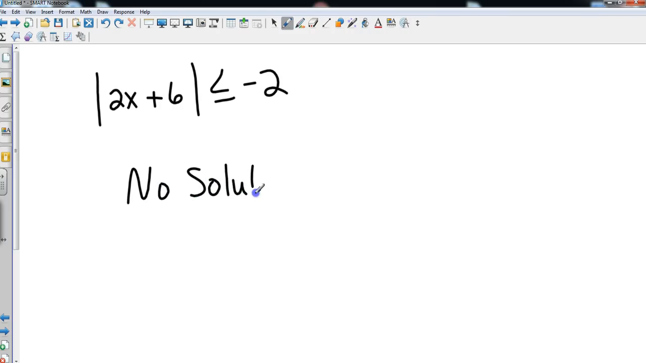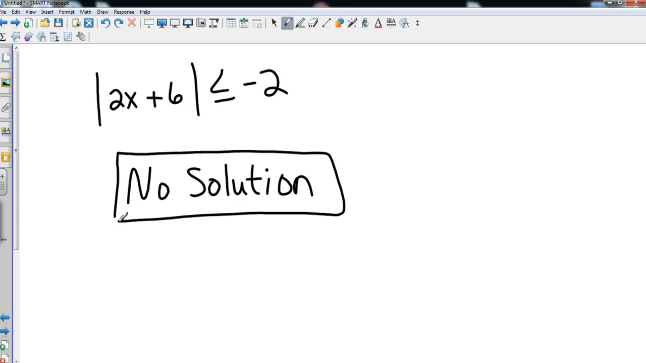So be very careful when you see numbers that are greater than or less than negatives, because they may have actual special solutions, and it can save you a whole lot of time because you won't have to do the two equations. So that is chapter 2, section 6, absolute value inequalities.